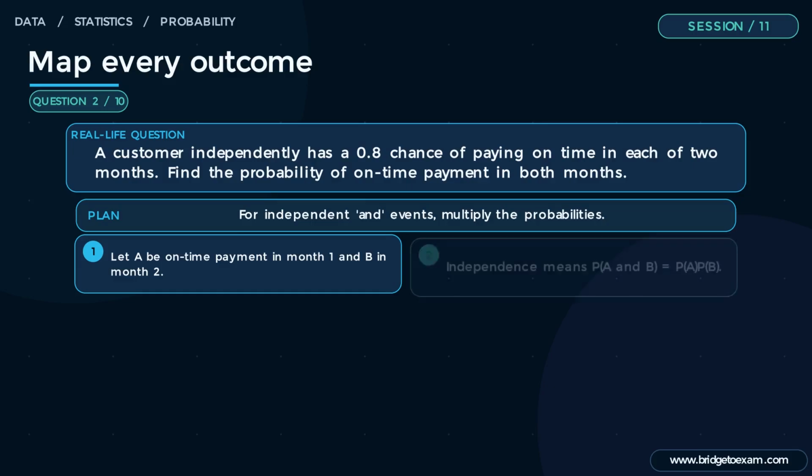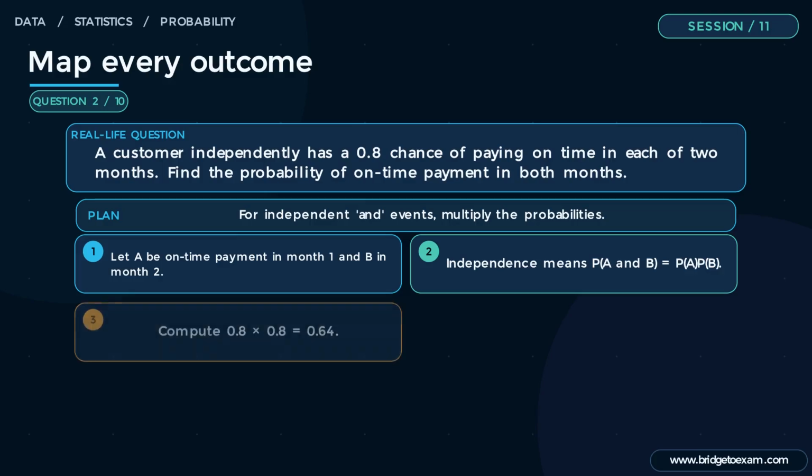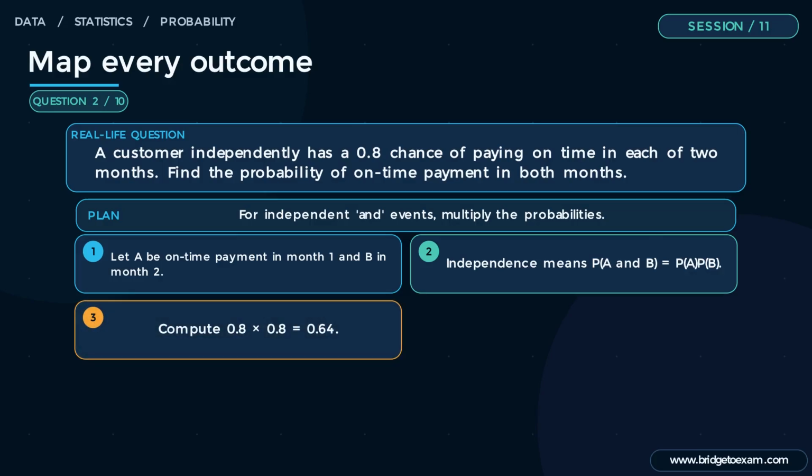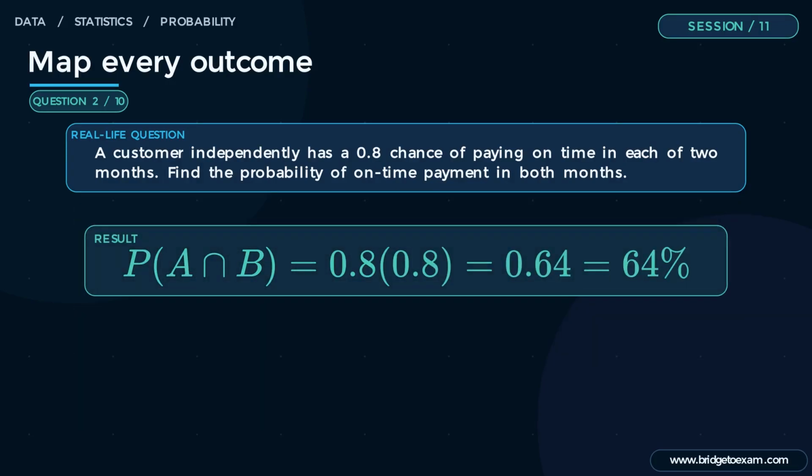Step 2. Independence means P(A and B) equals P(A) times P(B). Step 3. Compute 0.8 times 0.8 equals 0.64. Step 4. The probability of on-time payment in both months is 64%. Quick check. The probability of both events is smaller than the probability of either single event. This matters in real life because businesses use repeated payment probabilities when estimating cash flow.